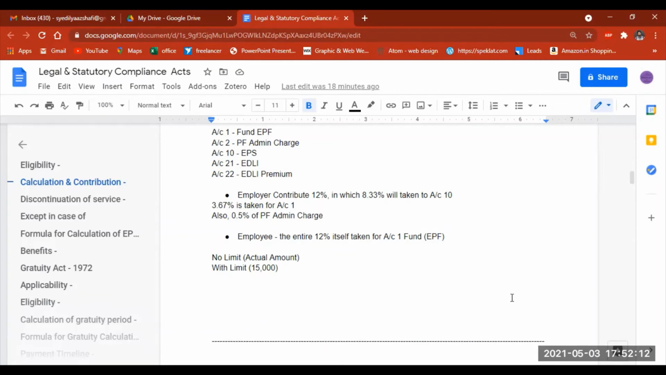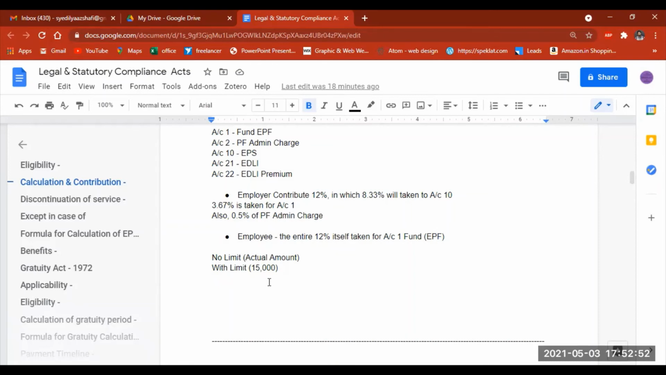And another most important and interesting thing here is no limit, that is actual amount, versus with limit, that is 15,000. As I previously said, any employee who earns a salary of 15,000 or less is eligible for applying for the Employee Provident Fund. Taking an example for the year 2005, his basic salary is 13,000, which is lesser than 15,000, so he is eligible for the Employee Provident Fund.